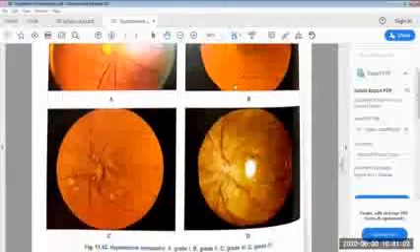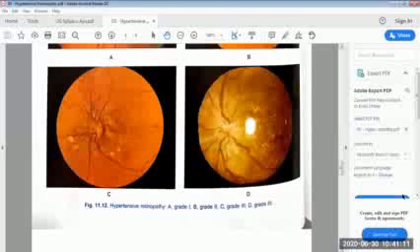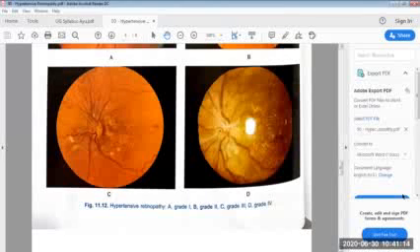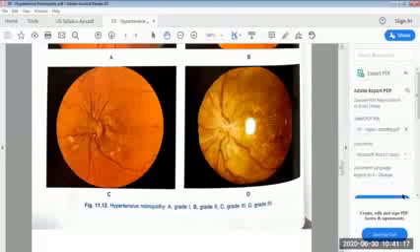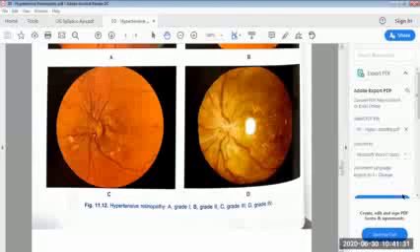Then there is grade 3, the C image. This consists of grade 2 changes plus copper wiring of the arterioles, banking of veins distal to the arteriovenous crossings, tapering of veins on either side of the crossings, right angle deflection of veins, and flame-shaped hemorrhages and cotton wool spots, which you can see here as white spots, and hard exudates. In grade 4, it consists of all the changes of grade 3 plus silver wiring of the arterioles and papilloedema.